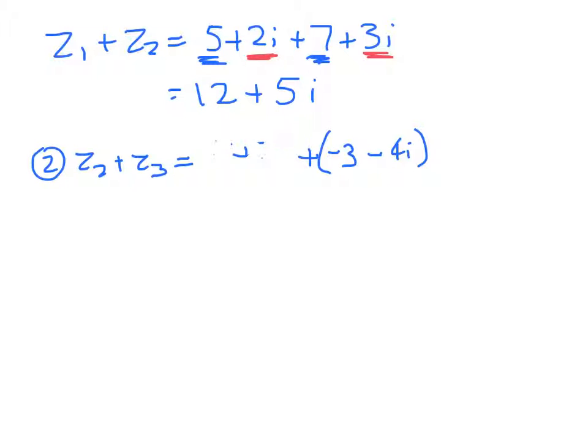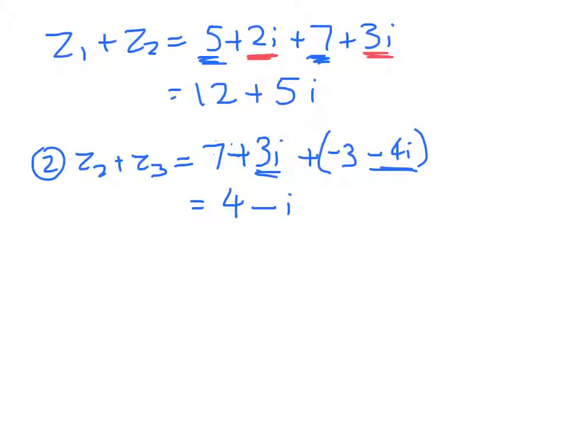Let's fix that up. Sorry about that, guys. Okay, so Z2 was not 5 plus 2i, it was 7 plus 3i. That's better. Okay, so we've got 7 take away 3 is 4, and I've got 3i minus 4i is -i.